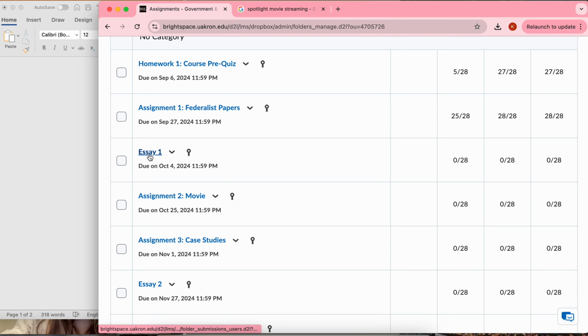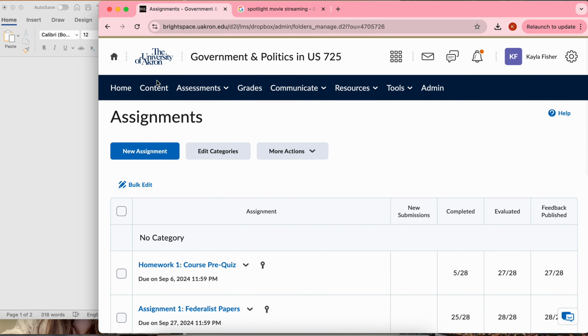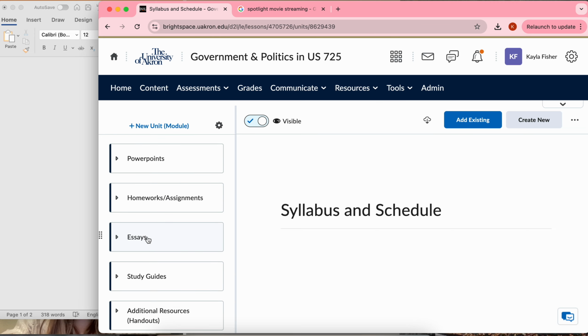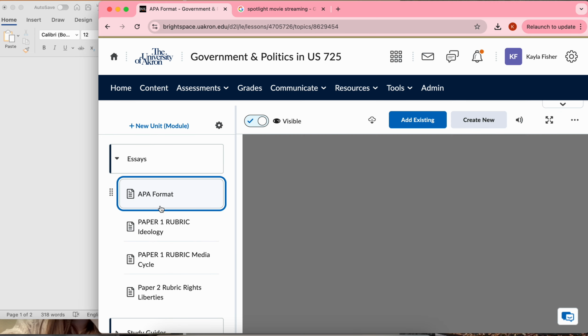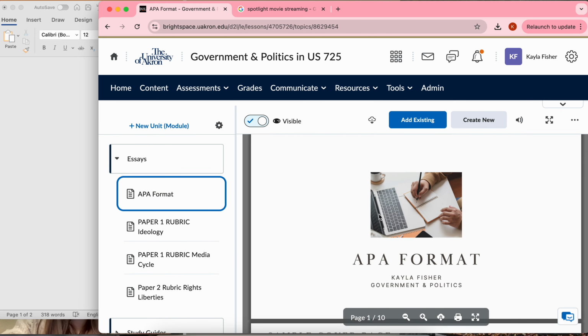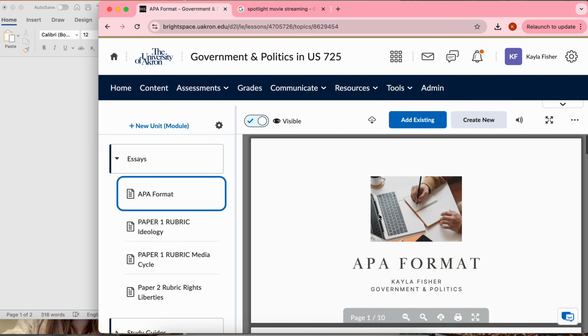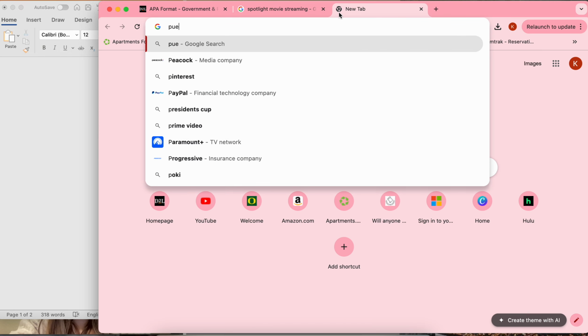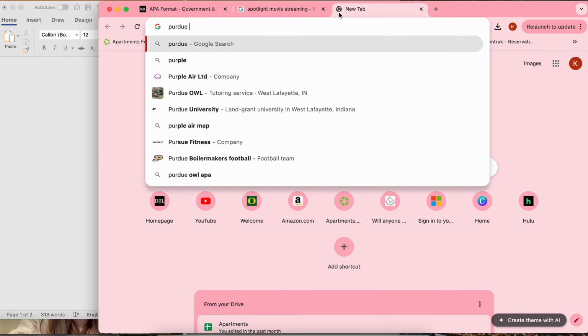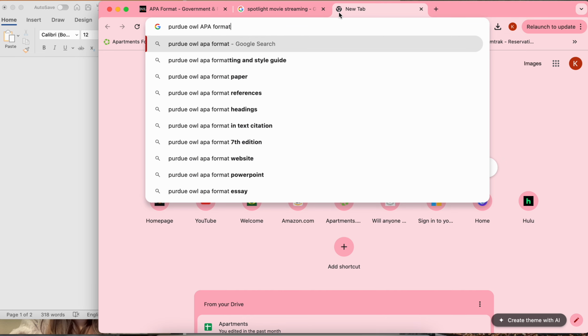Your essay, again, we've already gone over. If you need to look at the APA format, you can go here to essays. Here's our APA format stuff. You can also go to Purdue OWL. I spelled that wrong. APA format.